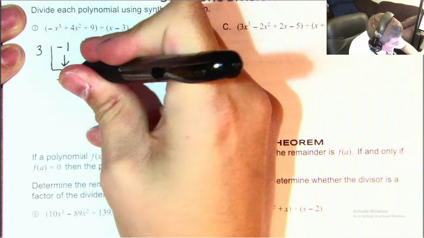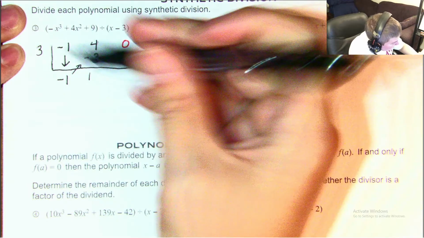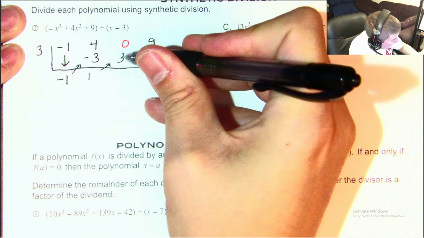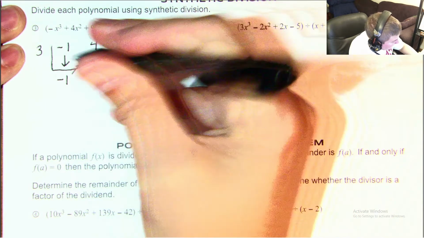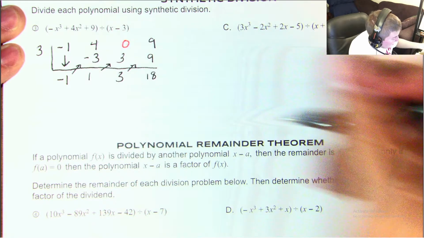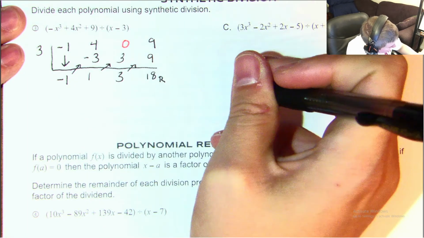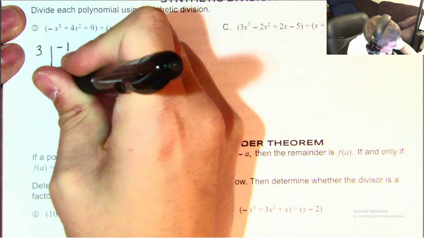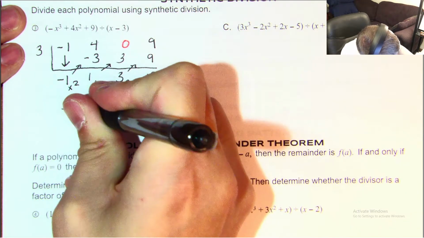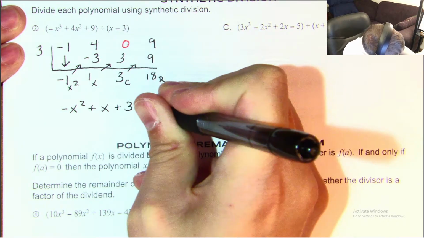Okay, so this is going to get me here, and then you just add 4 plus negative 3 is 1. So 3 times 1 is 3, and you're going to put that there. 0 plus 3 is 3. 3 times 3 is 9. 9 and 9 is 18. Okay, and that's basically my answer. So it's going to be remainder, constant, x squared. So my answer is negative x squared plus x plus 3 plus 18 over x minus 3.